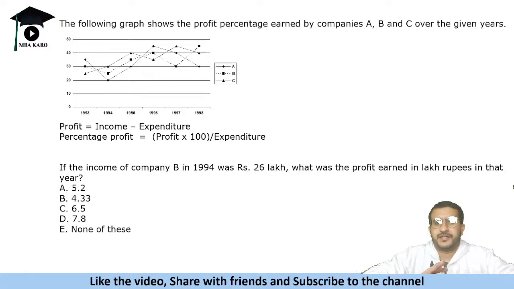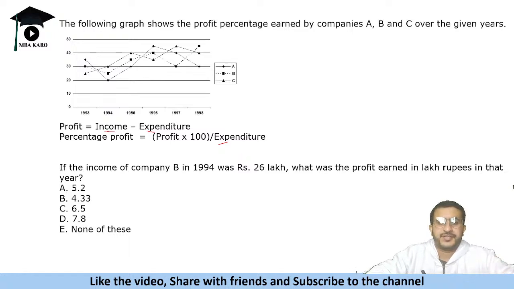So this is a line graph which shows the profit percentage earned by companies A, B and C over the given years. Profit is given by income minus expenditure, and percentage profit is profit into 100 by expenditure. So basically profit percentage is calculated on the expenditure. ठीक है, it is not calculated on income, it is calculated based on expenditure. Now we are not given the profit in any of the years. Okay, we are given the profit percentage.